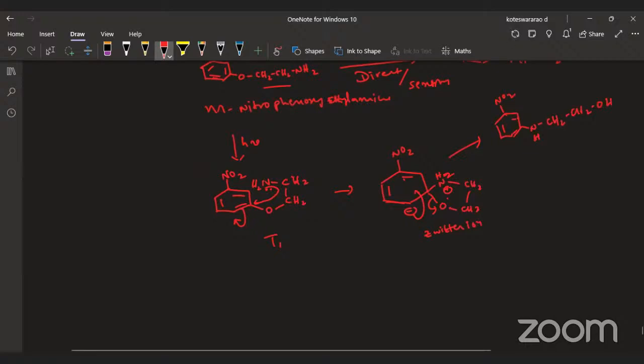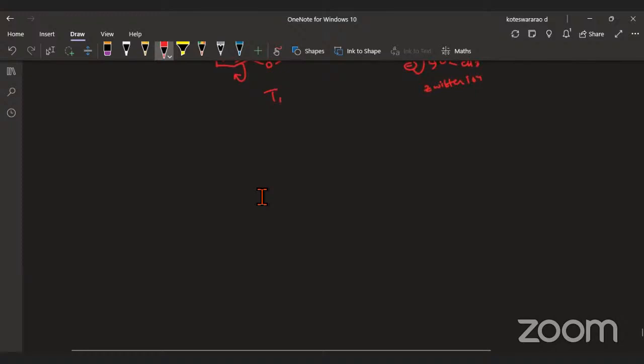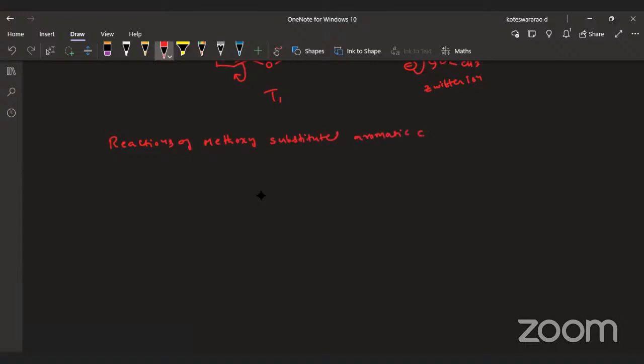Now, another kind of mechanism. This is the first kind of photonucleophilic substitution reaction on aromatic benzene. Next, the second kind: reactions of methoxy substituted aromatic compounds.